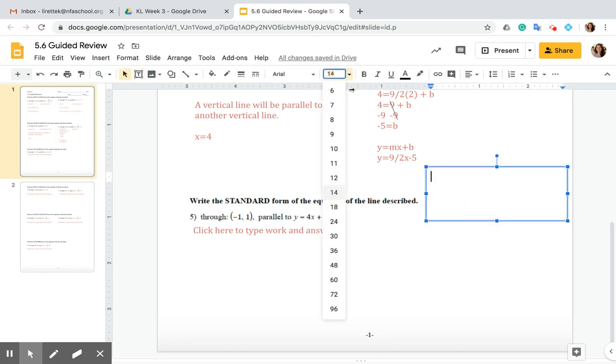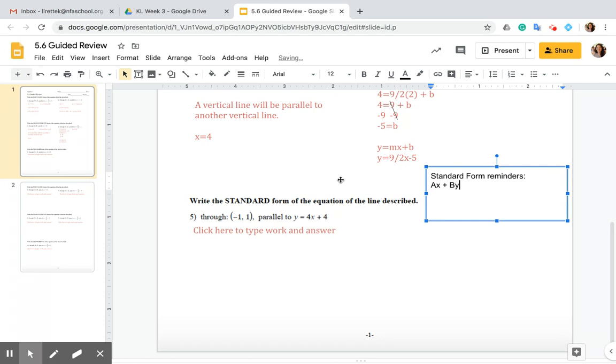Okay, let me just make this smaller here. So, standard form reminders. Standard form is ax plus by equals c. Rule number 1 is that a, b, and c have to be integers. Rule number 2 is that a has to be positive. There's a third rule that says a and b can't be 0 at the same time, but we don't worry about that. You're never going to have to worry about that for the problems I give you.